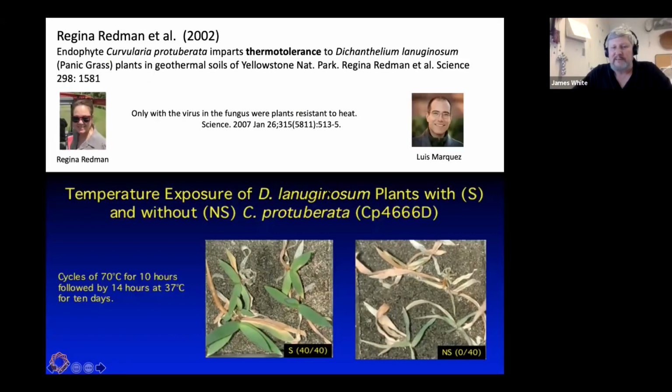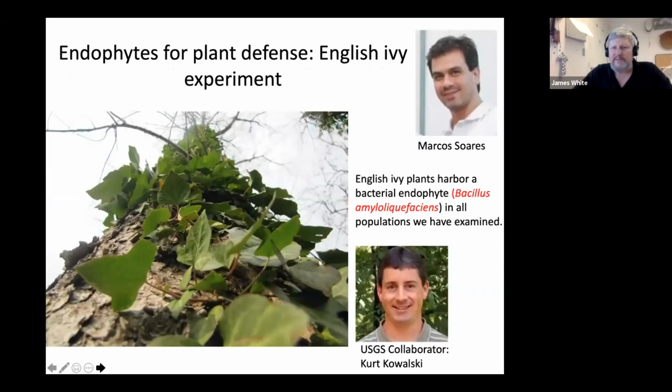Here's heat stress, same deal. Here they looked at some thermic soils that were really hot, in which the temperature was up to 60 or 70 degrees centigrade. I think it would be very, very hot. Not boiling, but really hot, nearly boiling soils. And the one picture to the left shows the plants with their fungal endophyte, and to the right shows the plants without. And you can see it made a big difference having the endophyte present.